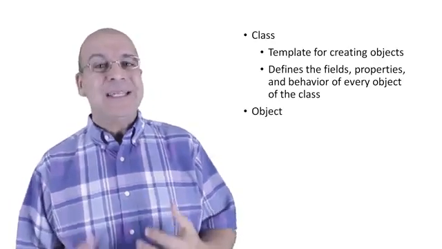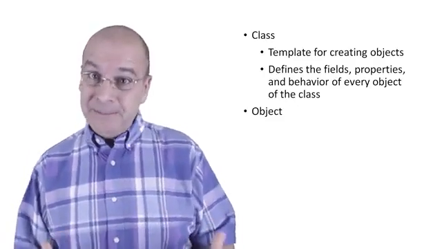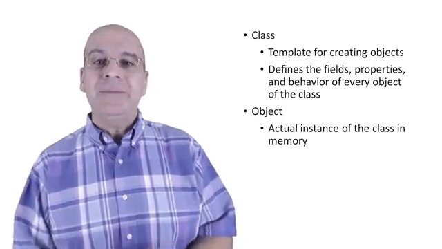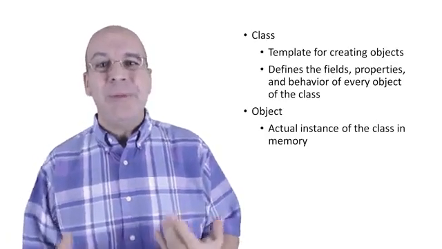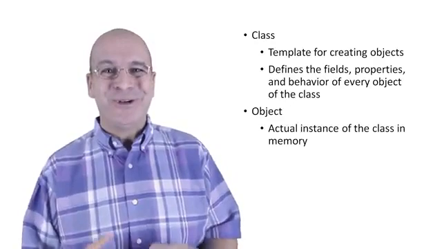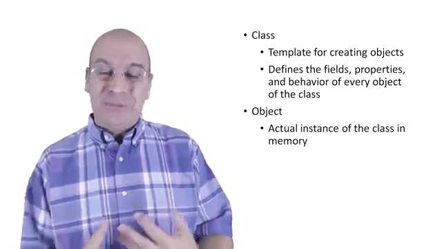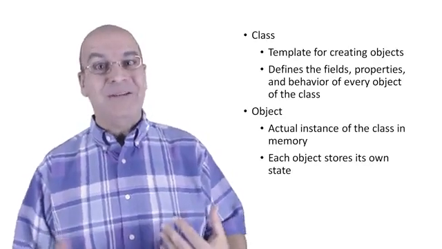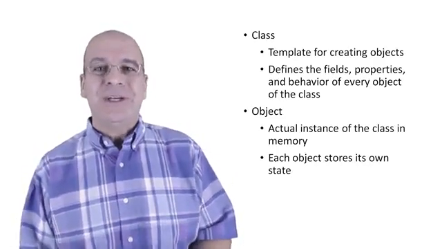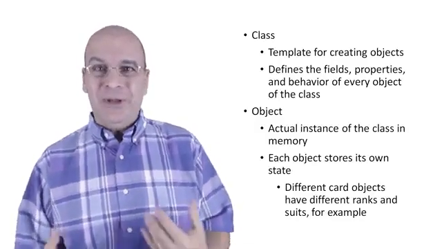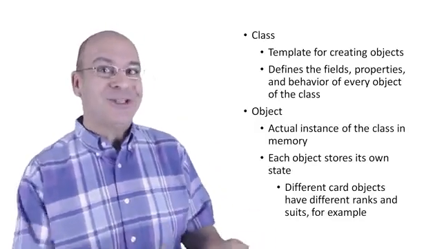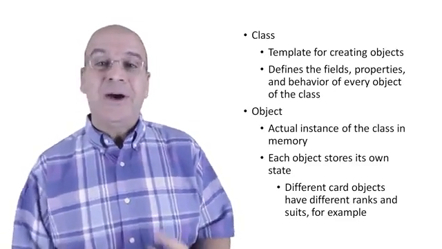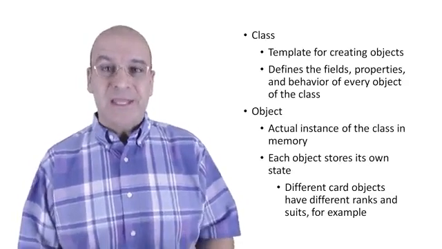An object is the actual thing that lives in the game. It's an instance of the class. So when we create an object, we take that cookie cutter and we make a cookie. Think of the object as a cookie. Each object, because they're in a different place in memory, because they have identity, stores its own state. That's why we can have playing cards like the King of Hearts and the Ace of Spades in our game. Even though they're both playing cards, objects have their own state that they maintain as we go along.